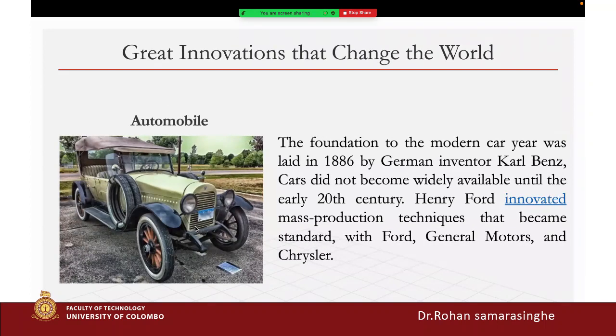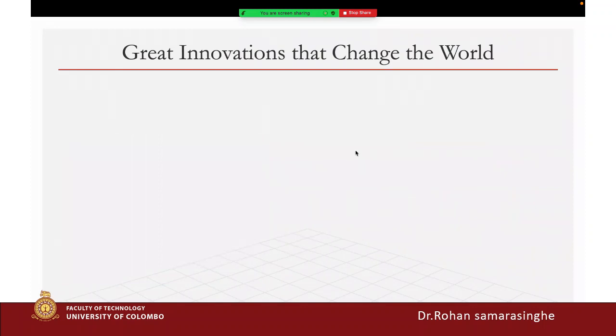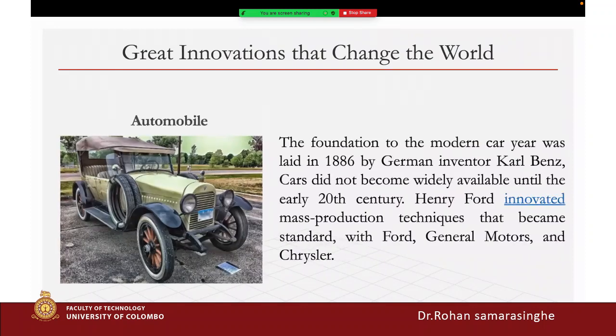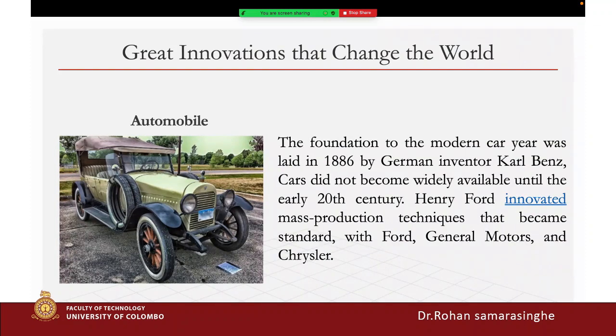Next one is the automobiles. This is the first automobile, introduced in 1886 by the German inventor Carl Benz. But now you can find different types. The idea is the same, but instead of fuel, they use hybrid as well as electric cars. So the same thing is converted into different ways. That is also the innovation.